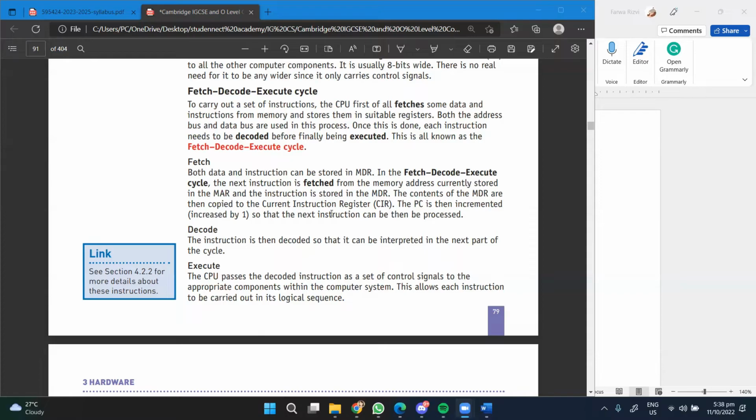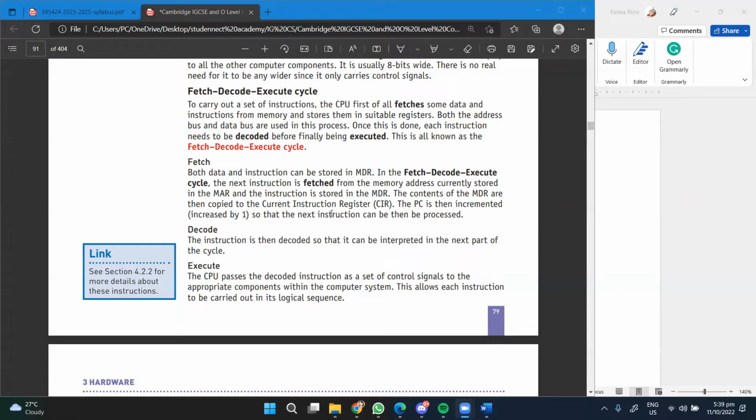And then the contents of the MDR are copied to the CIR. Yes, exactly. So everything that we discussed in the von Neumann architecture, we're making use of to make sure that this cycle works.